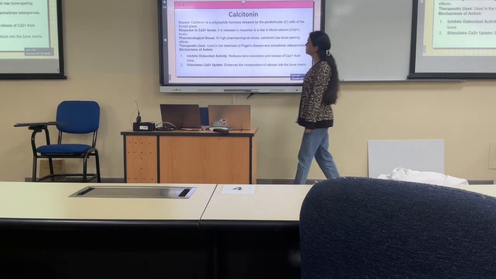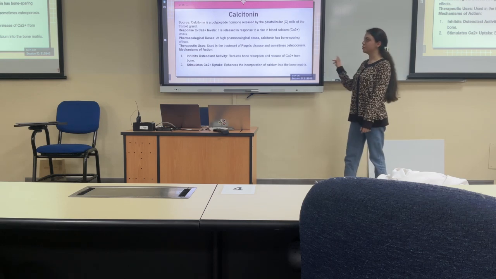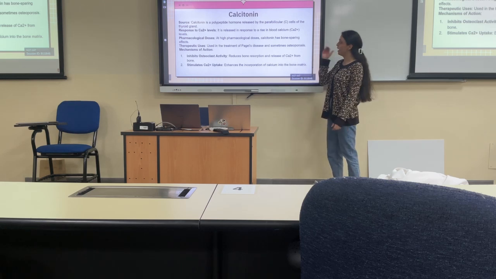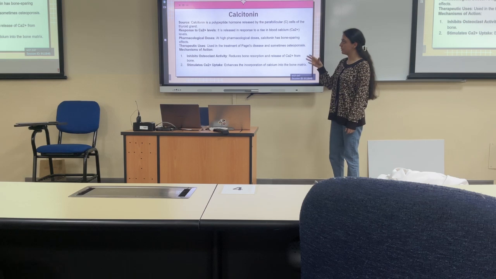Okay. Now calcitonin is produced by parafollicular cells, which are C cells, that are also in the thyroid gland. It's released in response to high calcium level. Okay? Of course, if it's there or not, it's not a big deal.